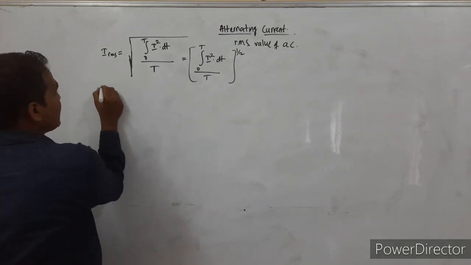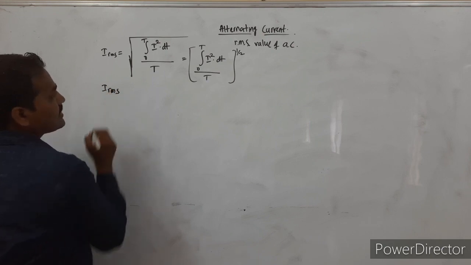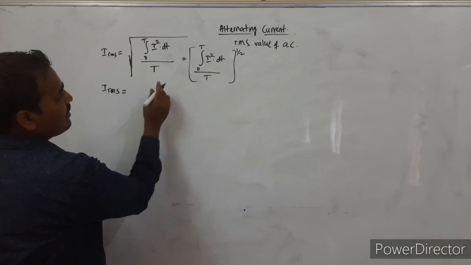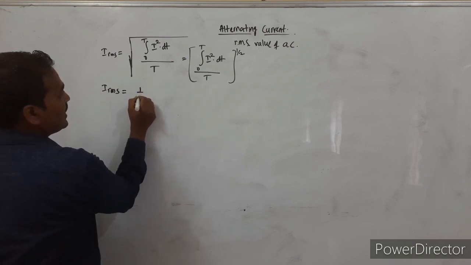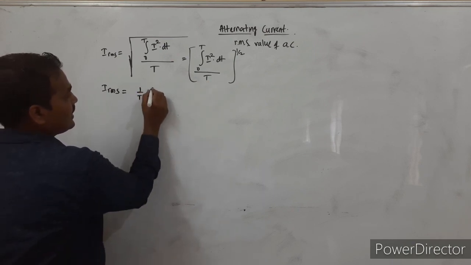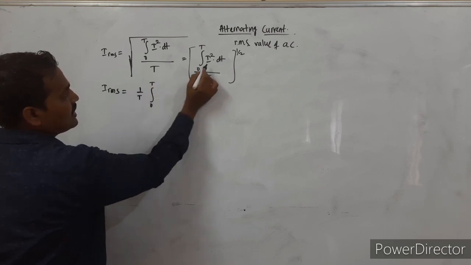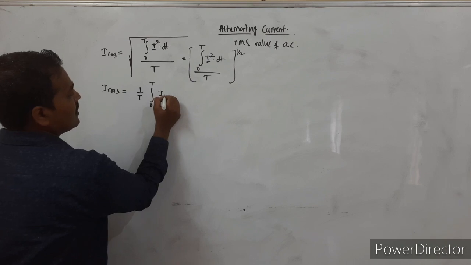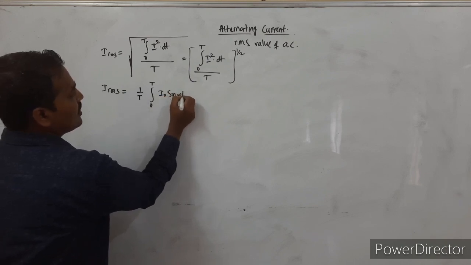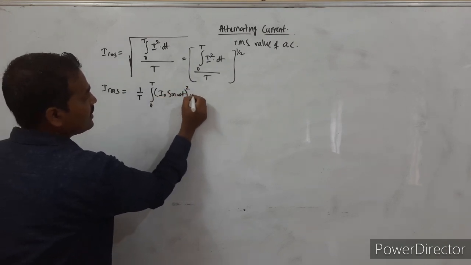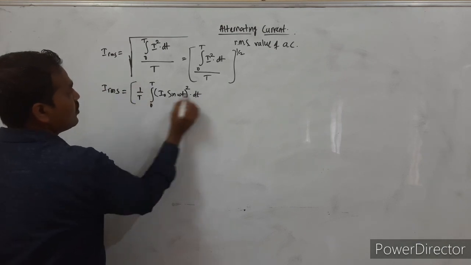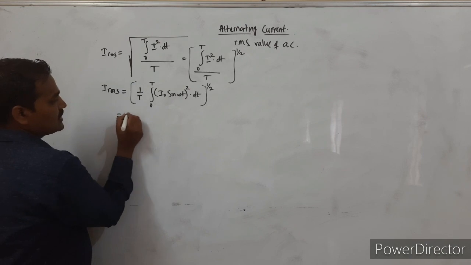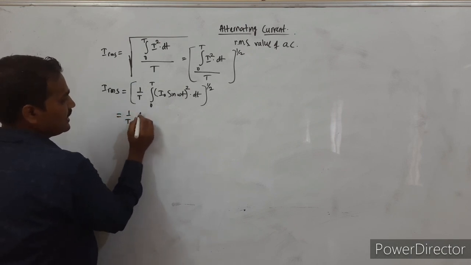Okay, and let us derive the equation for that. I can write IRMS is equal to, this T I will take outside, 1 by T integration of 0 to T. I is nothing but I naught sin omega t, is it not? I naught sin omega t whole square into dt, whole raised to 1 by 2. Okay, that is the square root. So this I can write as 1 by T.